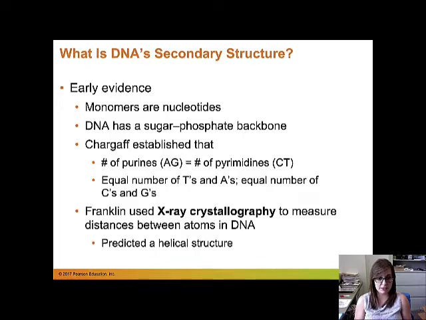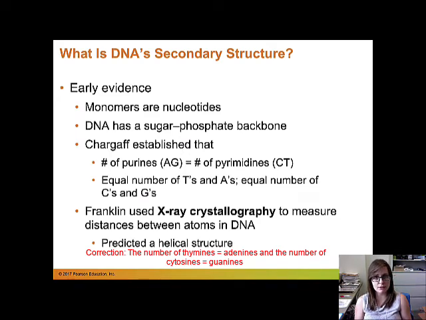the number of purines, which are adenine and guanine, remember nine atoms, the two rings, equaled the number of pyrimidines, right? The one ring, cytosine and thymine, at least in the case of DNA. And that the number of thymines and adenines were equal to the number of guanines and cytosines.